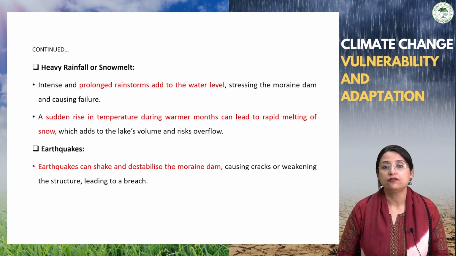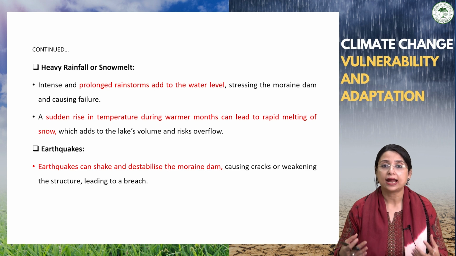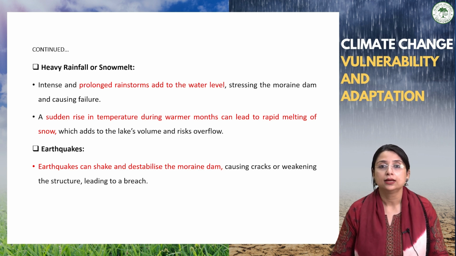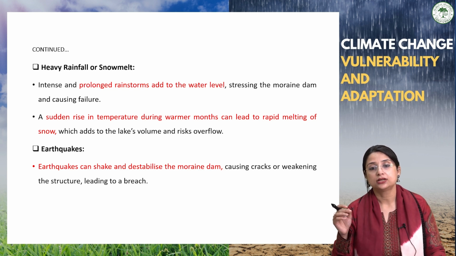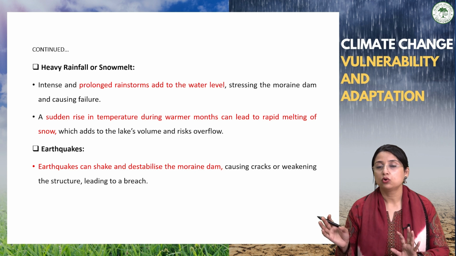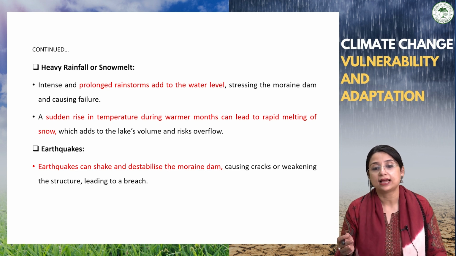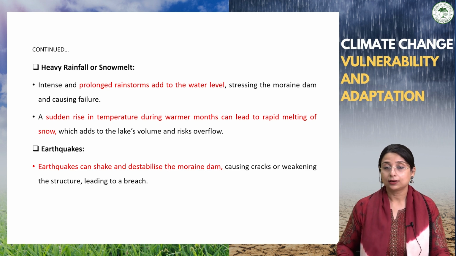The third most important factor is heavy rainfall and snow melt. Intense and prolonged rainstorms will obviously add an immense volume of water to the glacial lake, which will stress the moraine dam, causing failure and even breaching of the dam. Not only this, a sudden rise in temperature during the warmer months can lead to melting of the snow at a faster rate, which adds to the lake's volume and risk of overflow. So heavy rain and snow melt is also one of the triggering factors for the GLOF. Similarly, earthquakes can shake and destabilize the moraine dam, causing cracks or weakening of the structure, leading to a breach. So that can also create GLOFs.